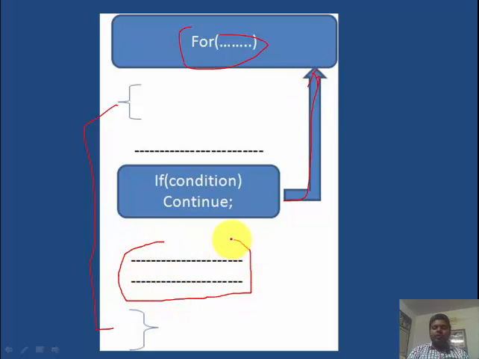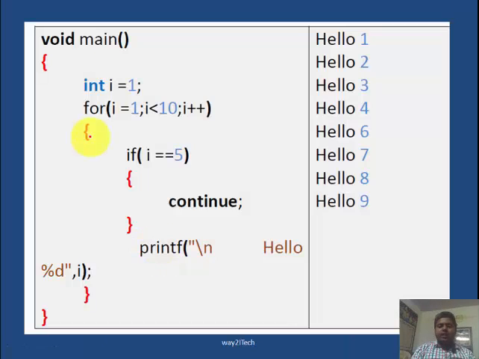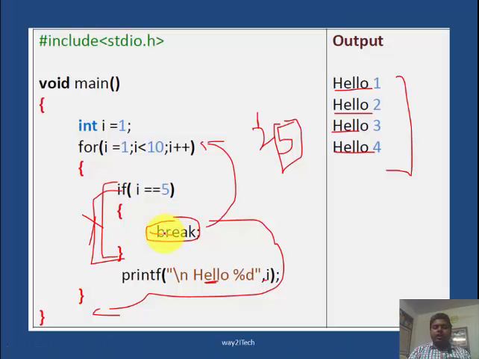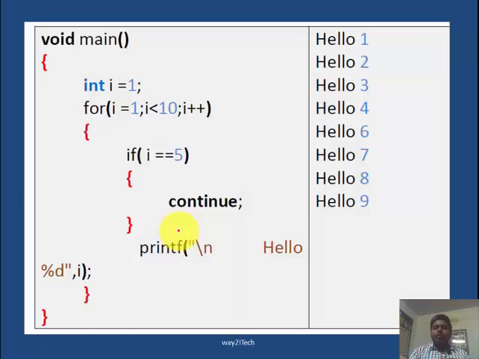We will see a program, then only you will understand it. The same program, just instead of break I have written continue. So the loop is starting from i equal to 1, i less than 10. The current value of i is 1. We will enter inside the loop. 1 equal to 5, no. So this if statement will not execute. So this hello 1 will be printed. So the output is hello 1.